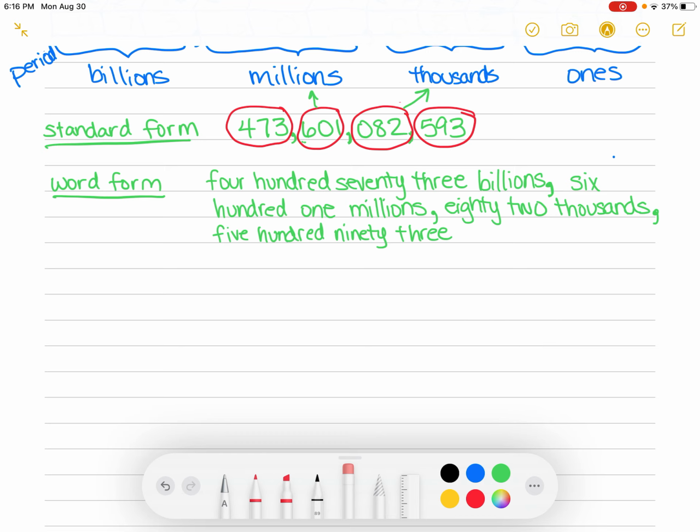Okay, so now let's talk about expanded form. So the next one is called expanded form.